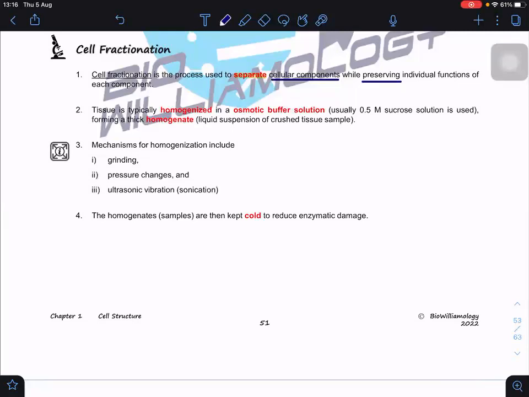So typically we get the tissues and then we homogenize. Homogenize means to break the cell. We break the cell wall for the plant cell, we break the animal cell membrane, and we place them in an osmotic buffer solution. Now, what does osmotic buffer solution mean?